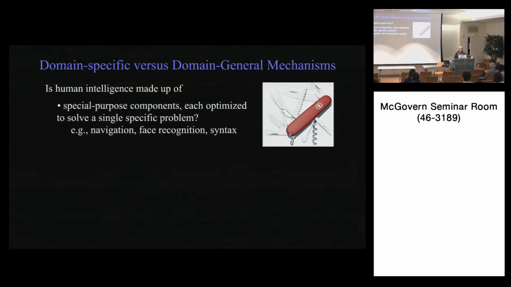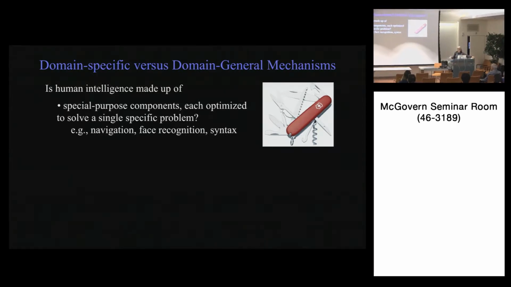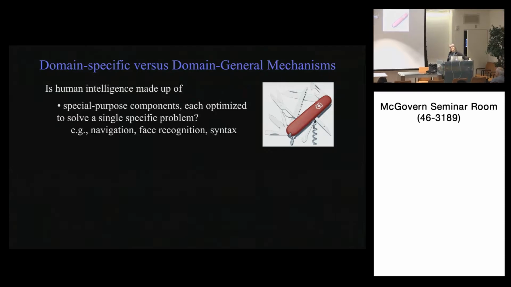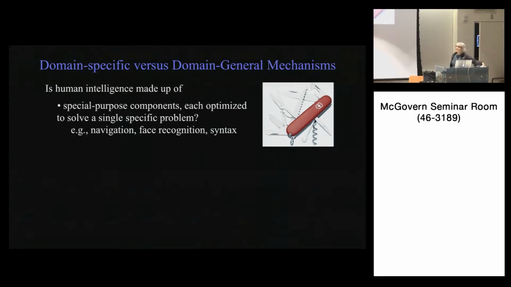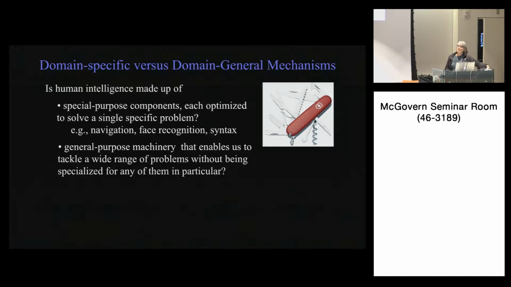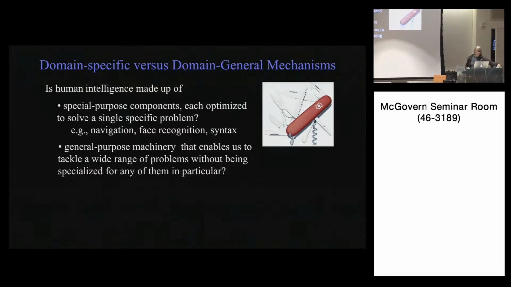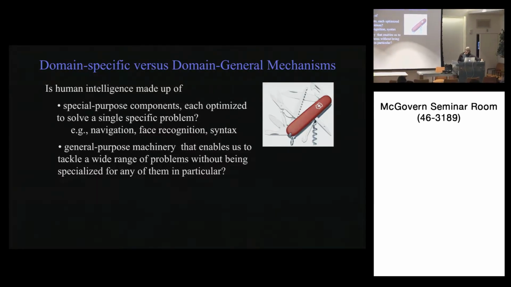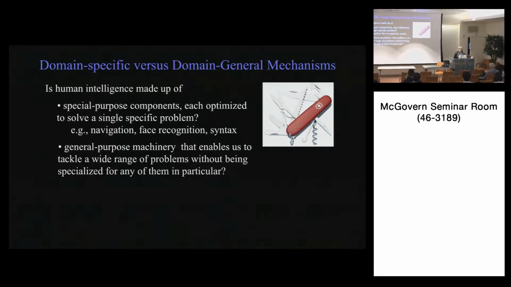And so one of the analogies that was put forth by Leda Cosmides long ago, based on sort of evolutionary considerations, but you don't need to buy into that to raise this question, is whether we should think about the human mind as kind of like a Swiss Army knife with lots of very specific devices, computational devices that solve different kinds of problems. Or whether we should think of human intelligence as more kind of general purpose without being specialized for tasks in particular.